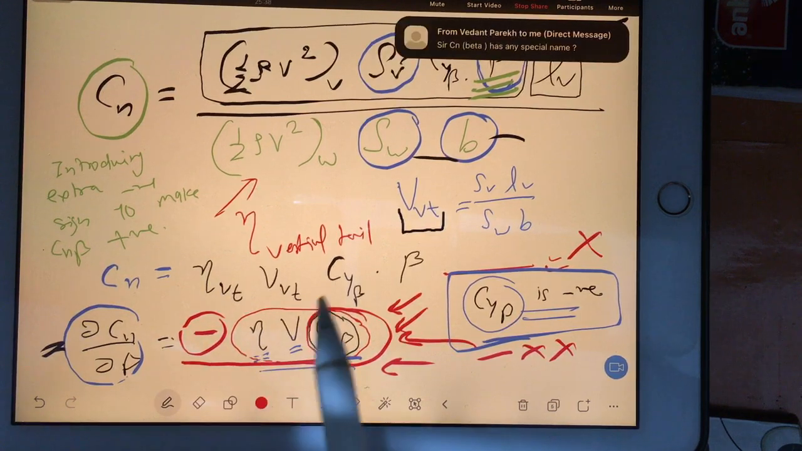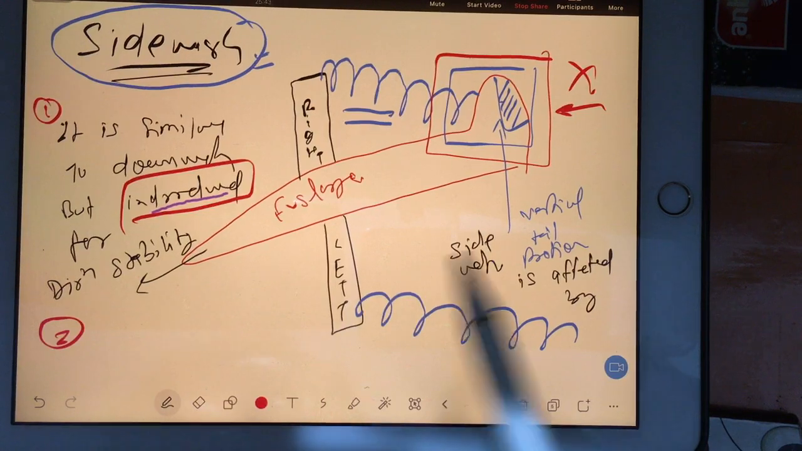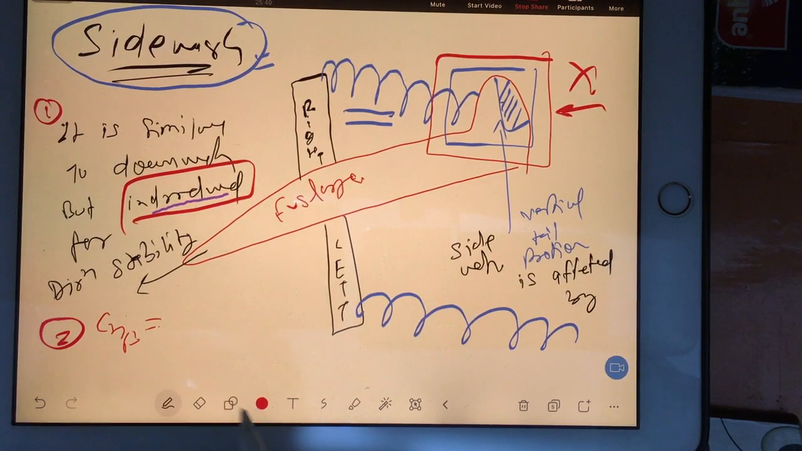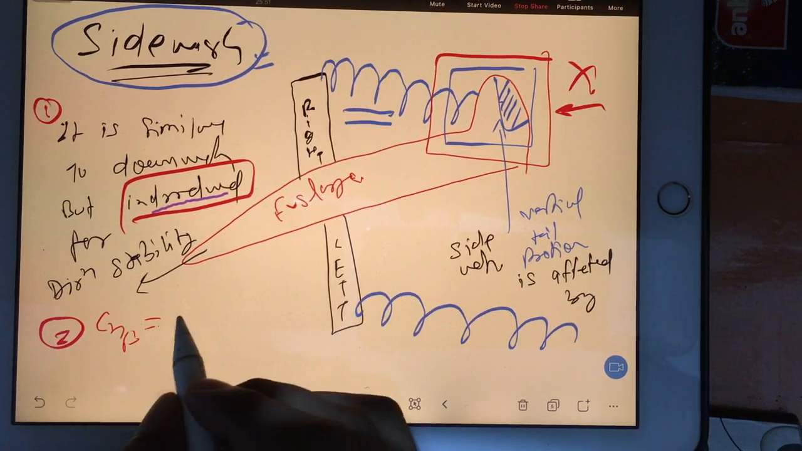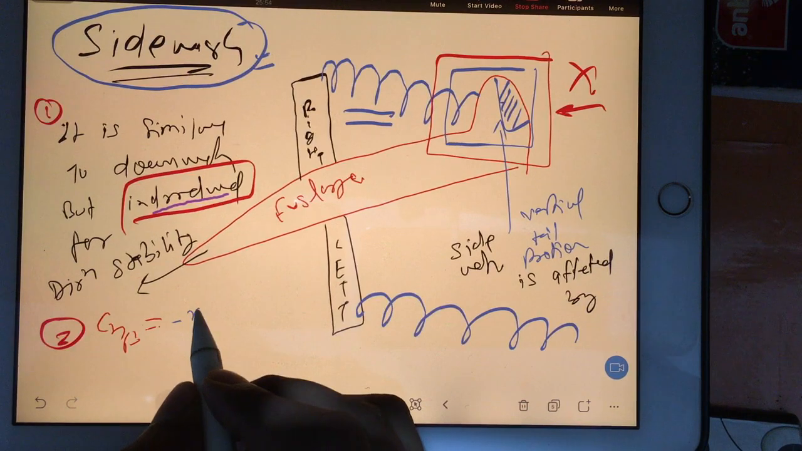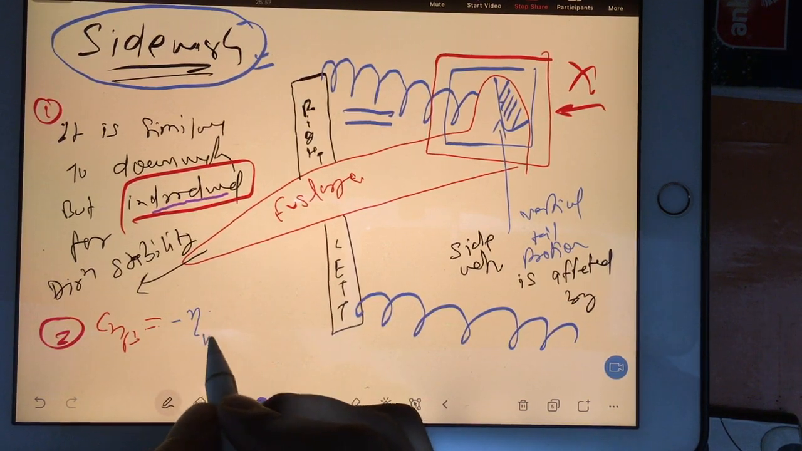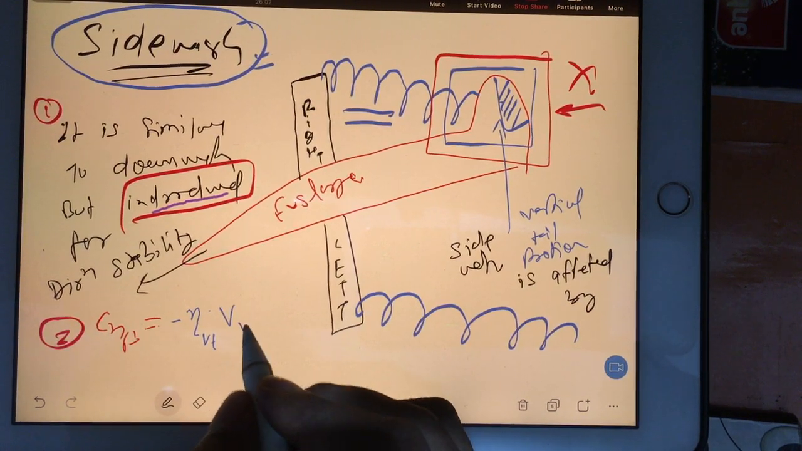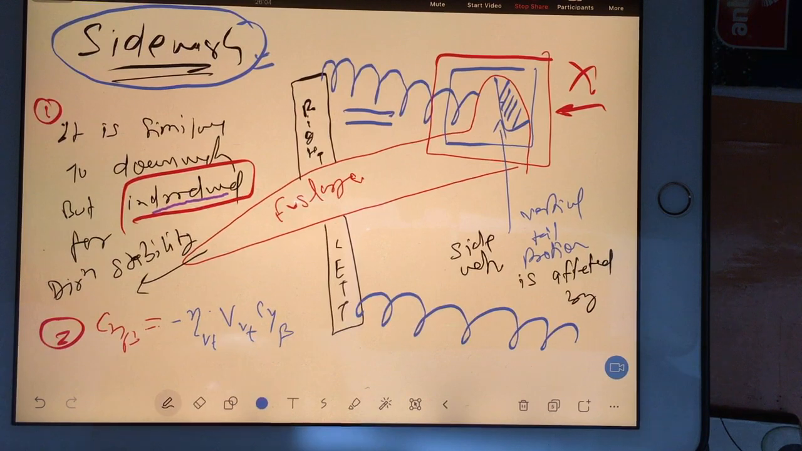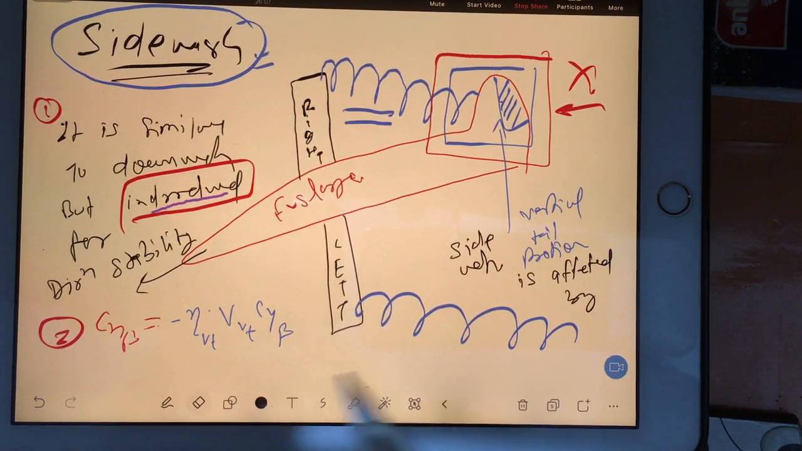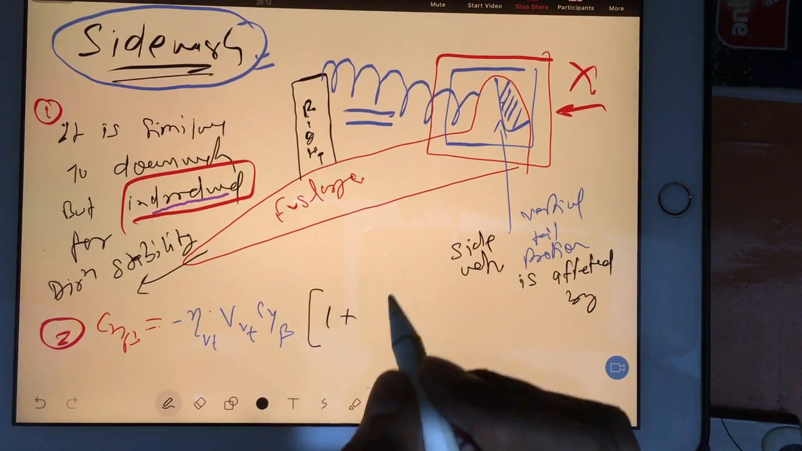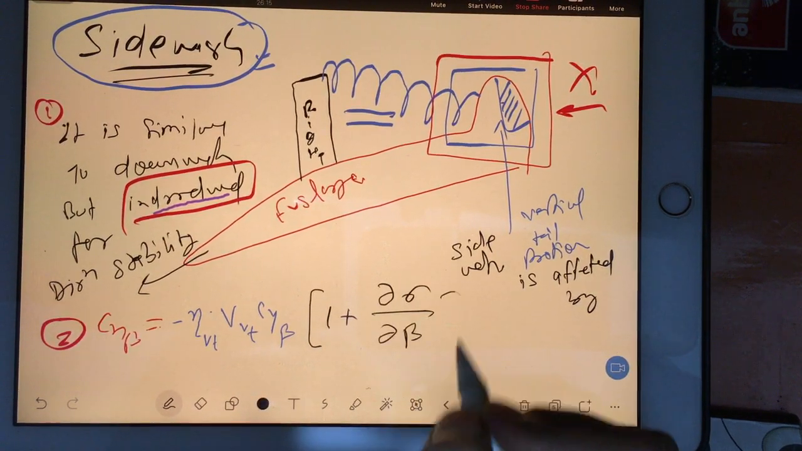But if side wash will come into picture, then there is no special name. Then you have to write the C n beta equation like this. C n beta, you have to introduce that term. So C n beta is going to be same minus eta, I am talking about the vertical tail, and then your V value for the vertical tail, and then your C y beta, but you have to introduce the side wash effect also. So side wash effect will be 1 plus dou sigma by dou beta.